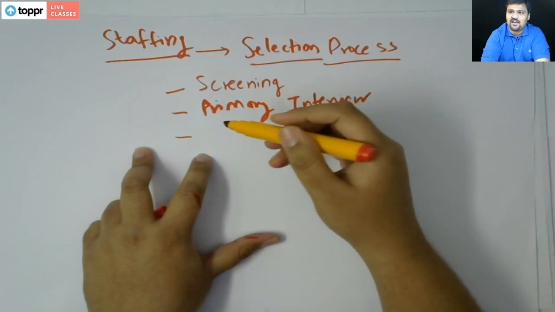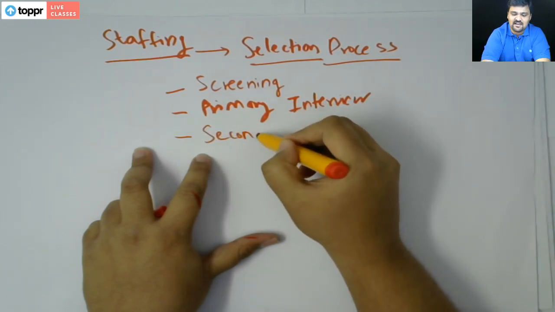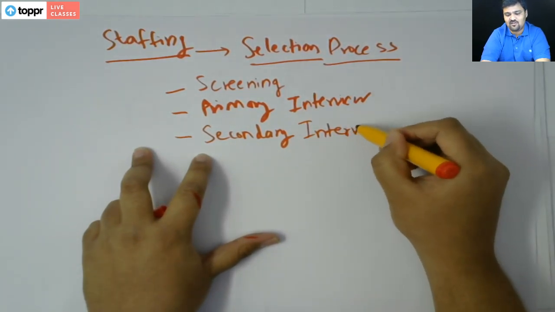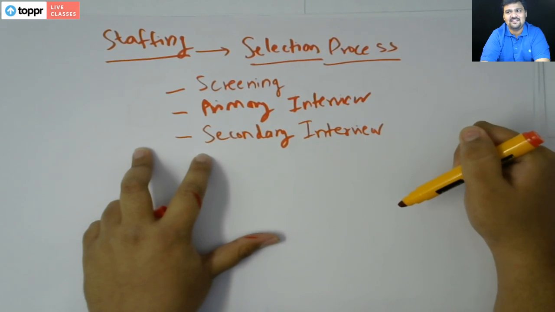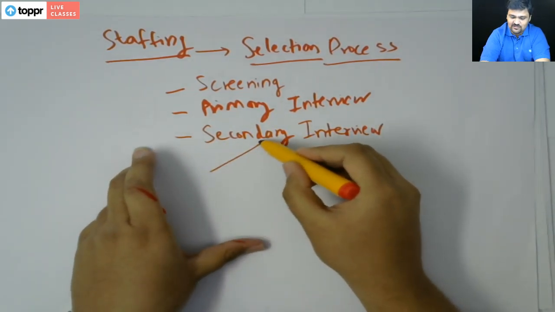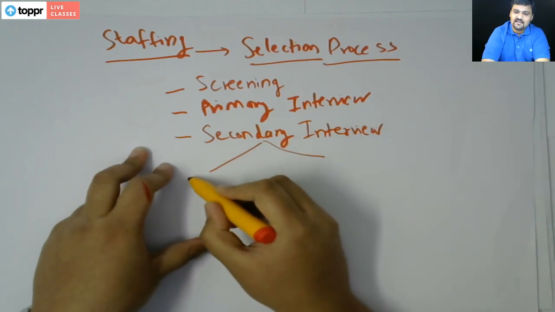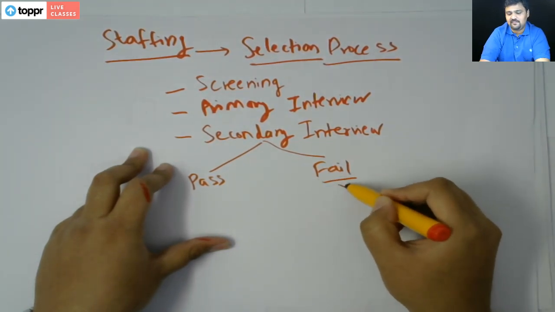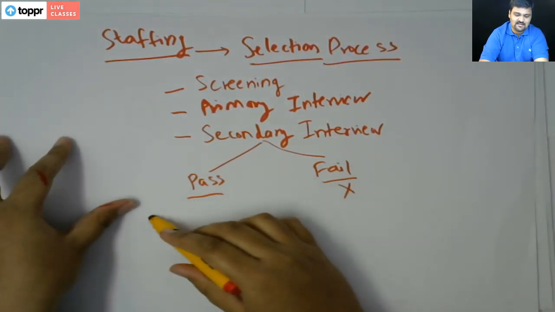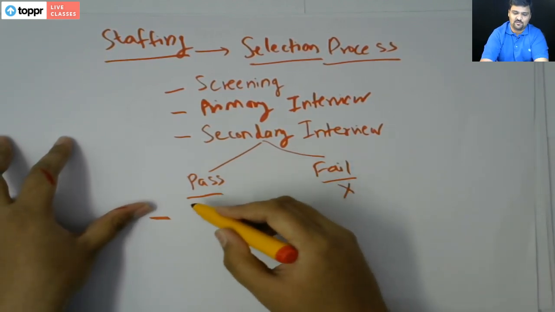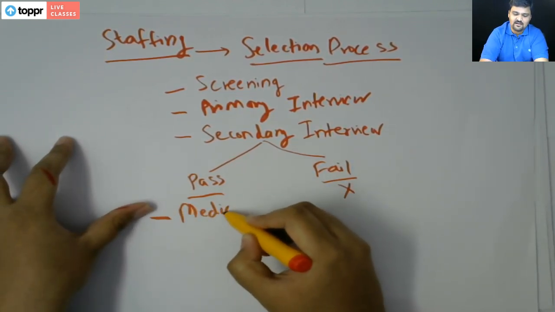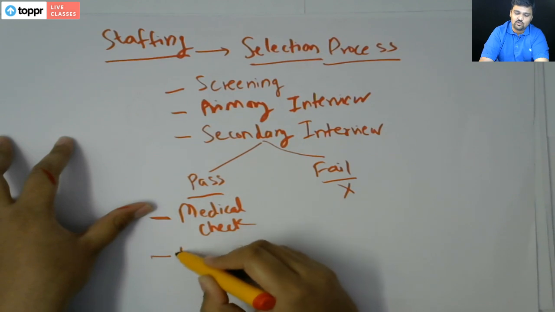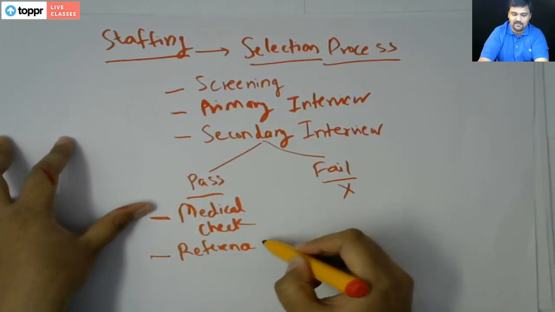Next one, you go ahead and call the candidate for secondary interview or the second round of interview if he passes the first round. Are you understanding this? Very good. Now there are 2 possibilities. The candidate can pass or the candidate can fail. If the candidate fails, the process stops. If the candidate passes, then the next step. After this, what you do is you do a medical check of the candidate. After medical check is done, you do a reference check or background check.